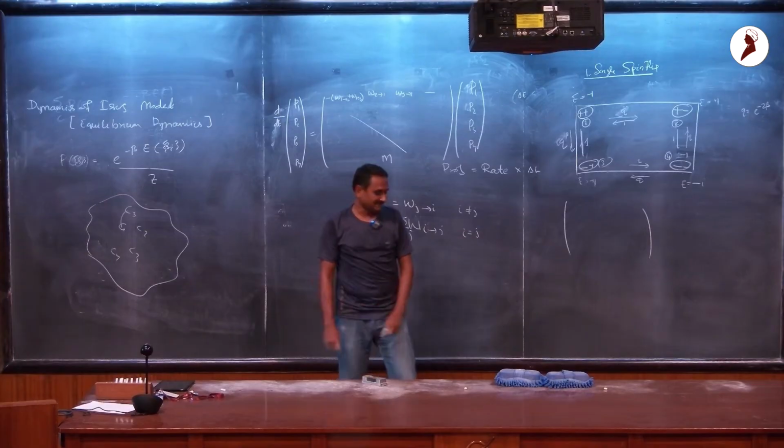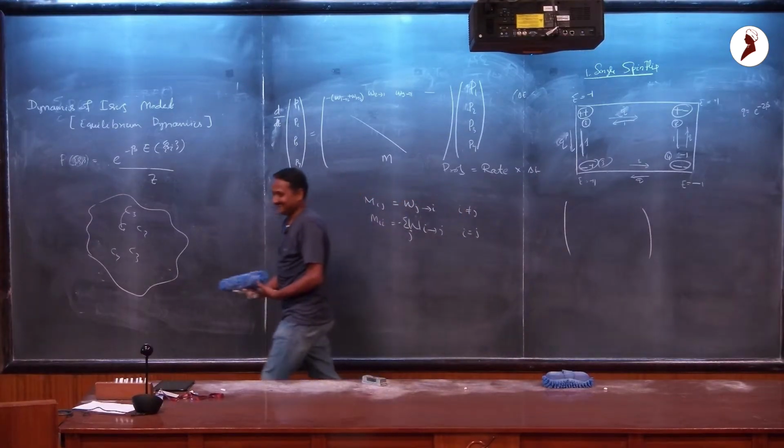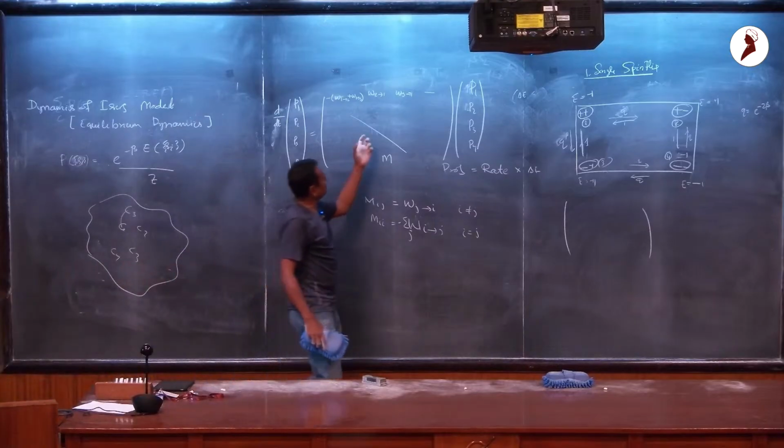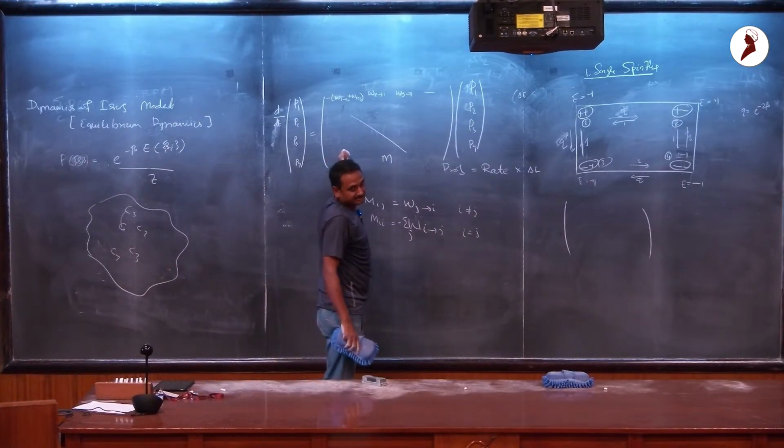I think I will leave it as an exercise. You can do it later and convince yourself that if you complete this, the column sum of this matrix is 0.